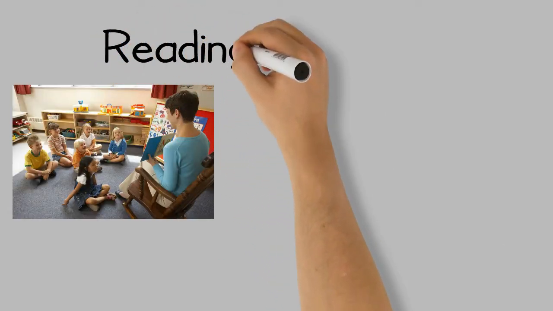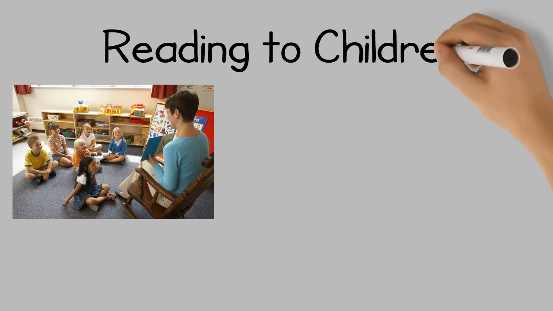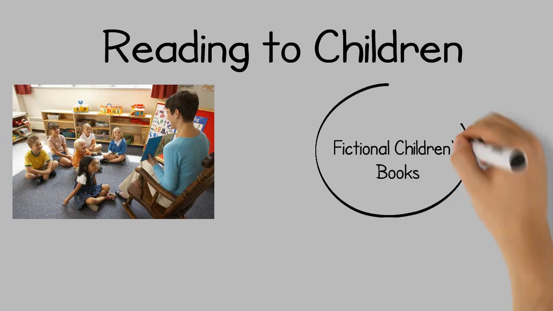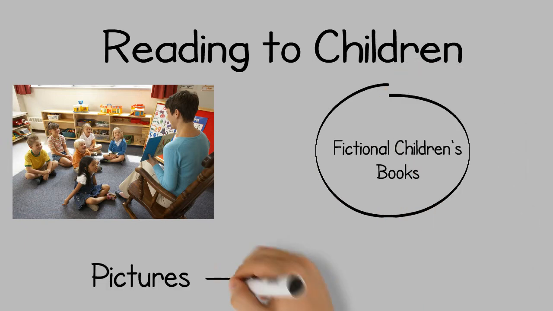Reading to children is an important part of using literature in the classroom. Fictional children's books are the most common type of literature used. Teachers should start by previewing the book and its pictures, and then move on to the words and content of the story. Pre-reading and post-reading activities strengthen the learning experience for students as well.